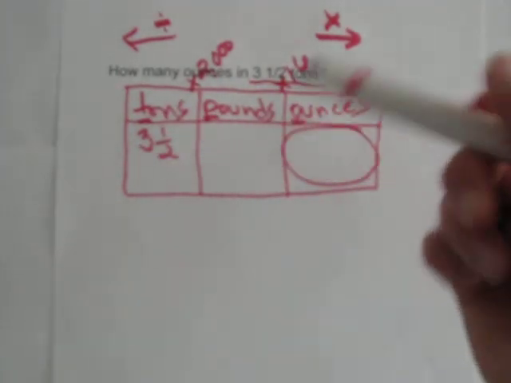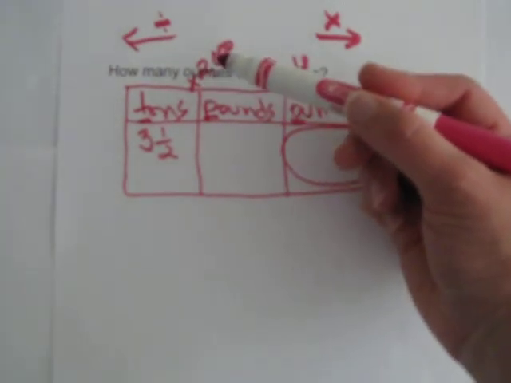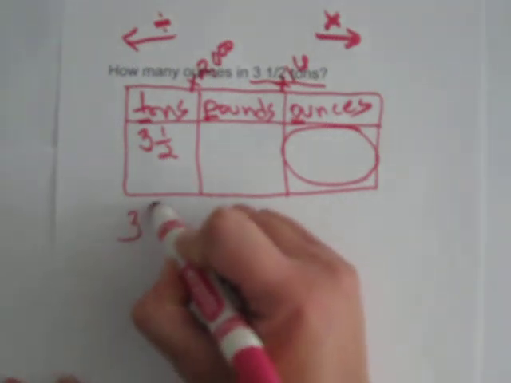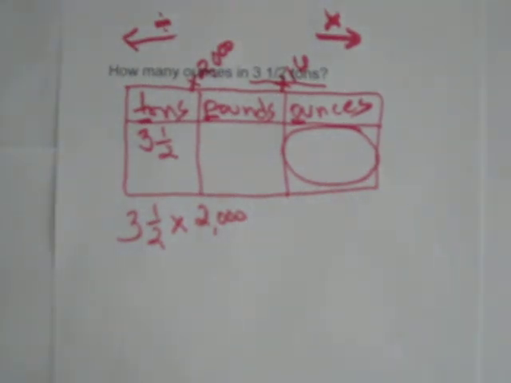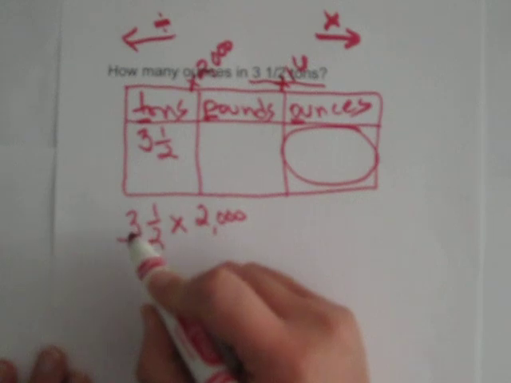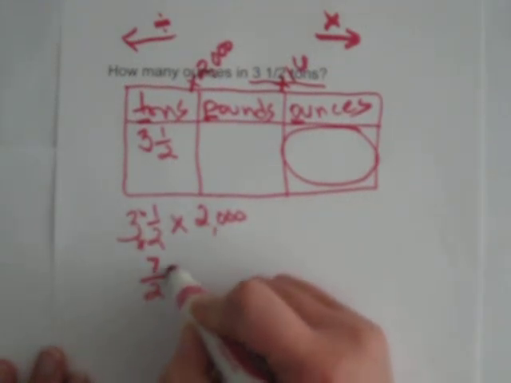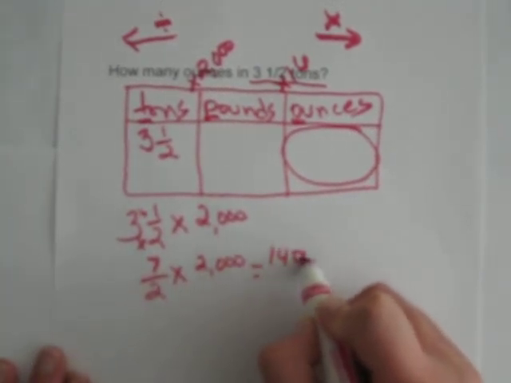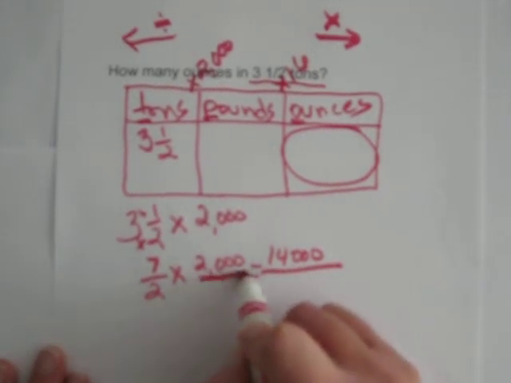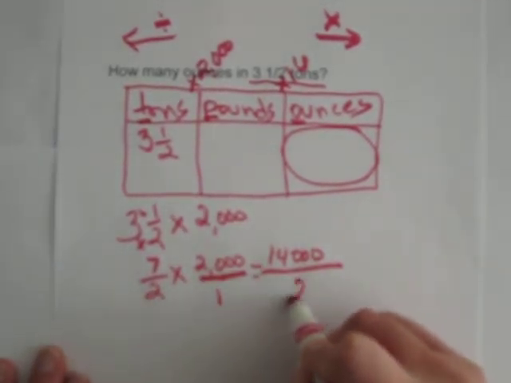All right, so now first we have to get to pounds before we can move on to ounces. So to go from tons to pounds, I see according to my chart, I have to multiply by 2,000. So I have 3.5 times 2,000. Well, now we're dealing with fractions. So we need to change this mixed number into an improper fraction. So we're going to multiply 2 times 3 and add 1. So we have 7/2 times 2,000. So we have 7 times 2 is 14, 3 zeros. And we have 2,000 over 1, so 2 times 1 is 2.